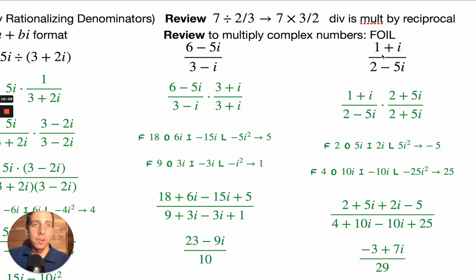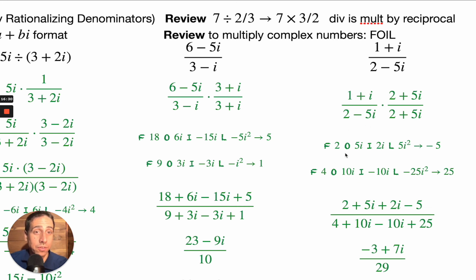All right, over here, 1 plus i over 2 minus 5i. You got 1 plus i over 2 minus 5i. The key here is to multiply it by just the right thing that's going to get rid of the imaginary numbers in the denominator. 2 plus 5i is what it is. And I'll tell you where I got it in just a second. First, we have to FOIL it twice.